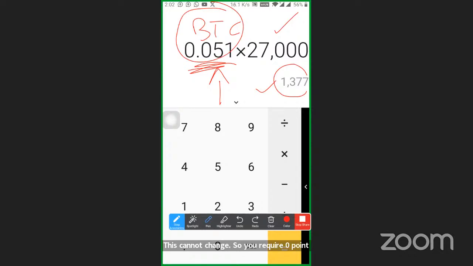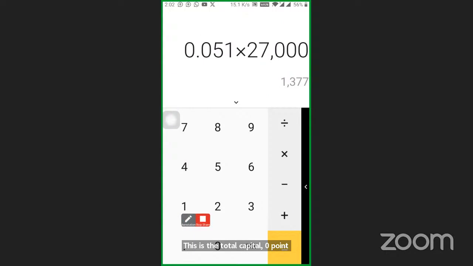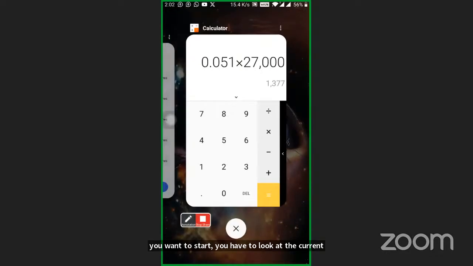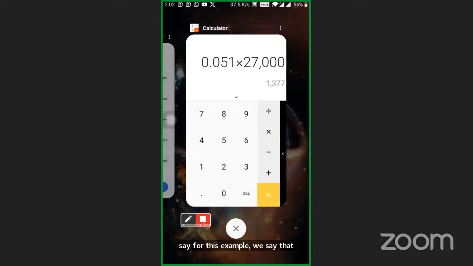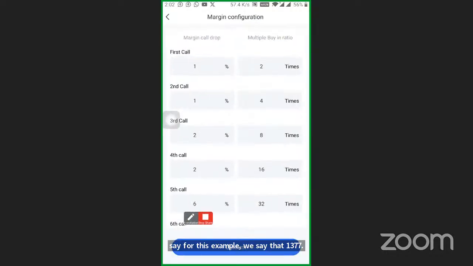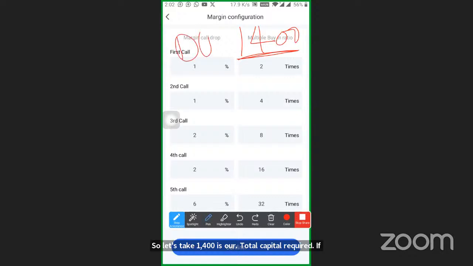So you can note it down. This is the total capital, 0.051. So whenever you want to start, you have to look at the current price at that time, and you can buy this amount of BTC. So say for this example, we say that 1,377, or maybe we can say 1,400 if we take a round figure, because Bitcoin can go more than 27,000 today. So let's take 1,400 as our total capital required if we use the double up strategy.